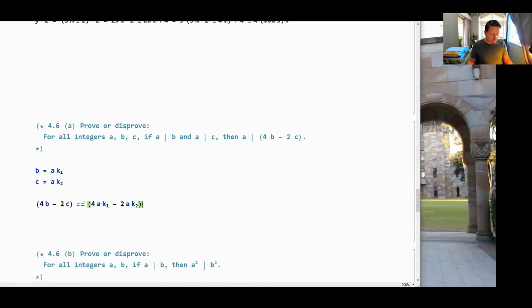And then we'll simplify and we'll find that there's a factor of a involved. Okay, so we'll factorize out the a. It goes in front. And then we'll say, comma, which is divisible by a. Okay, so that completes the proof. And that's fairly simple. All good?